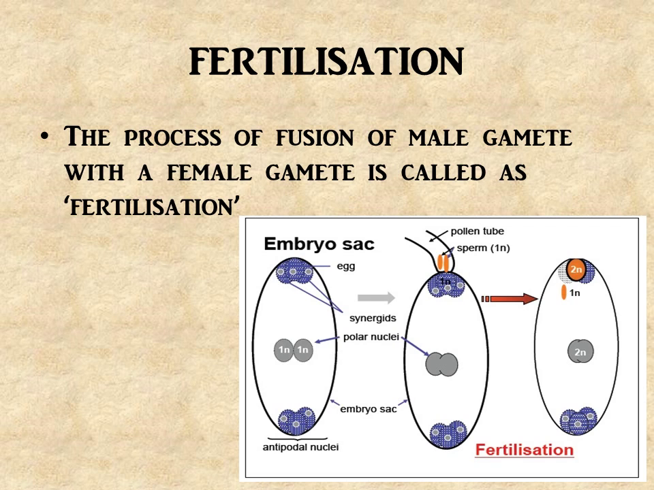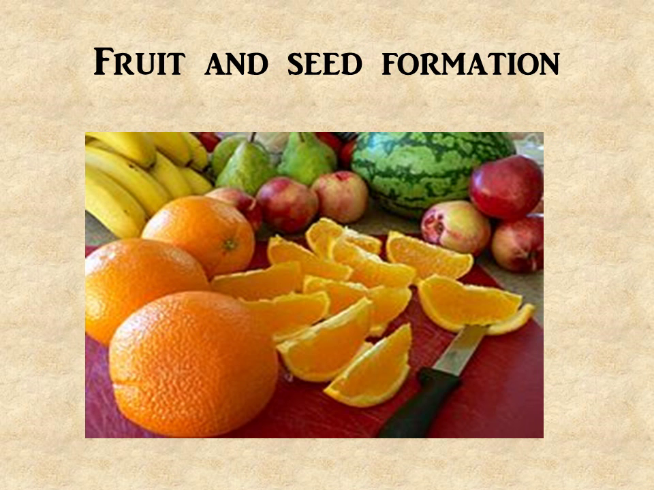So this is what happens in the double fertilization process, where the two male gametes come and fuse with the female gamete, and so it is called double fertilization. So this is the process of fertilization. Now coming to the fruit and seed formation. After fertilization, the ovary grows into a fruit and ovules inside it become seeds.